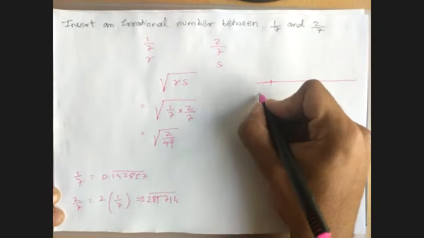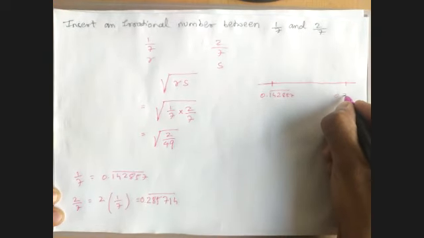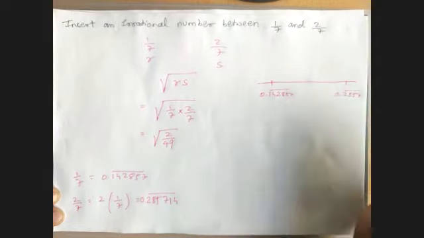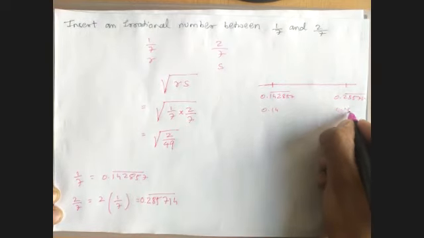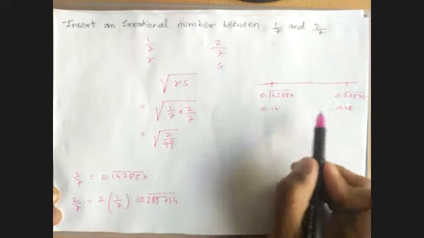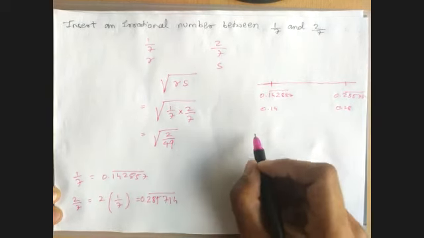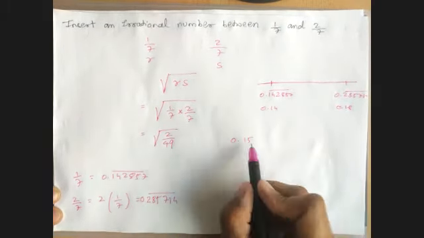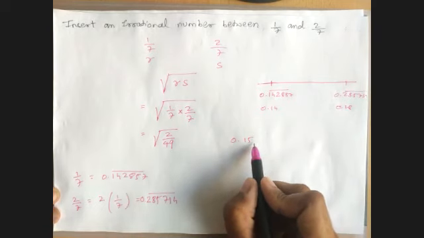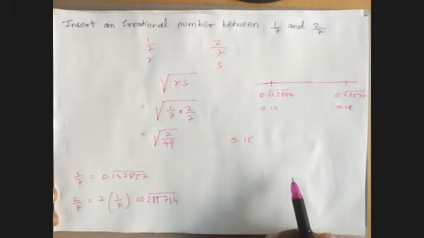So this is 0.142857, which is recurring, and here I'll have 0.285714, which is recurring. So for simplification, I will take this as 0.14, 0.28. So I have to select a number between 0.14 and 0.28. So let me consider 0.15. Okay, but this is terminating. When it is terminating, it can be written as a rational number, but I need an irrational number. What is irrational?